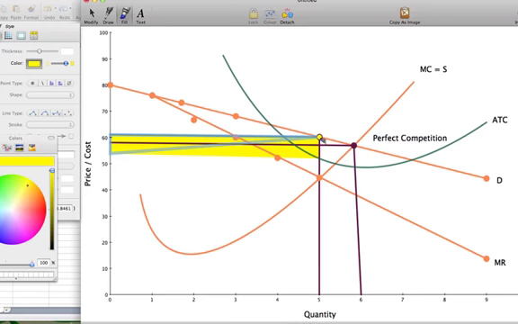Monopolies charge higher prices than perfectly competitive markets. They produce less than perfectly competitive markets. And unlike the perfectly competitive firm, a monopoly can make economic profit in both the short run and the long run because of barriers to entry.